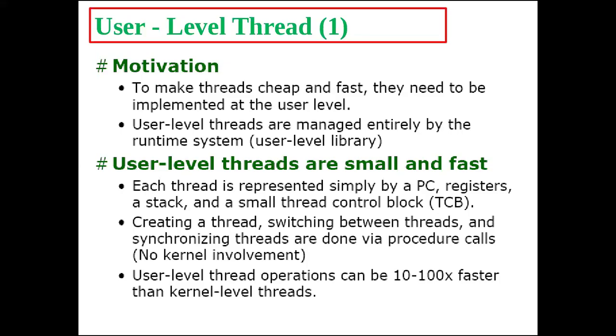Now the most important benefit. The user level thread operations can be 10 to 100 times faster than the kernel level threads because there is no kernel interaction, no protection boundary crossing, and no system call overhead. And this leads to very high speed. So user level threads provide a very efficient way to manage execution with minimal overhead. They are designed for speed and simplicity.